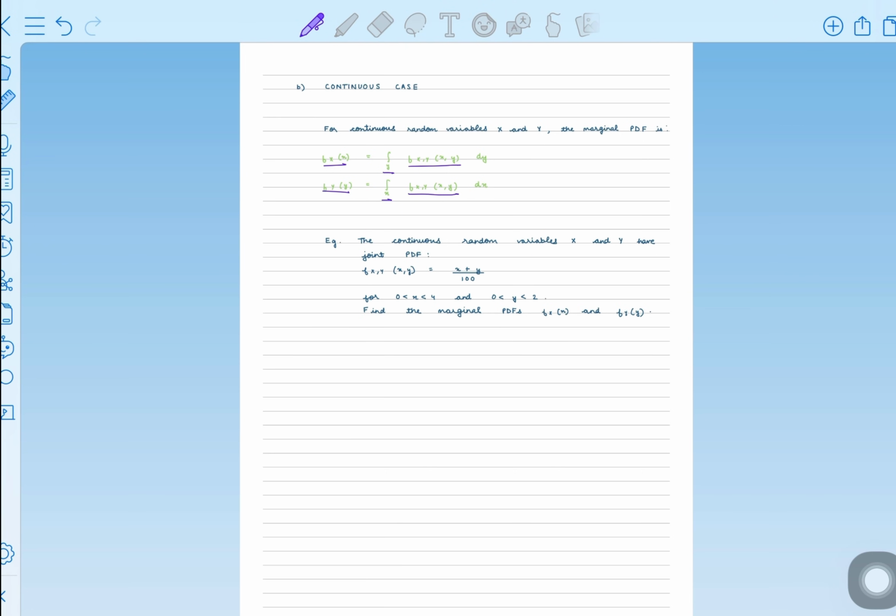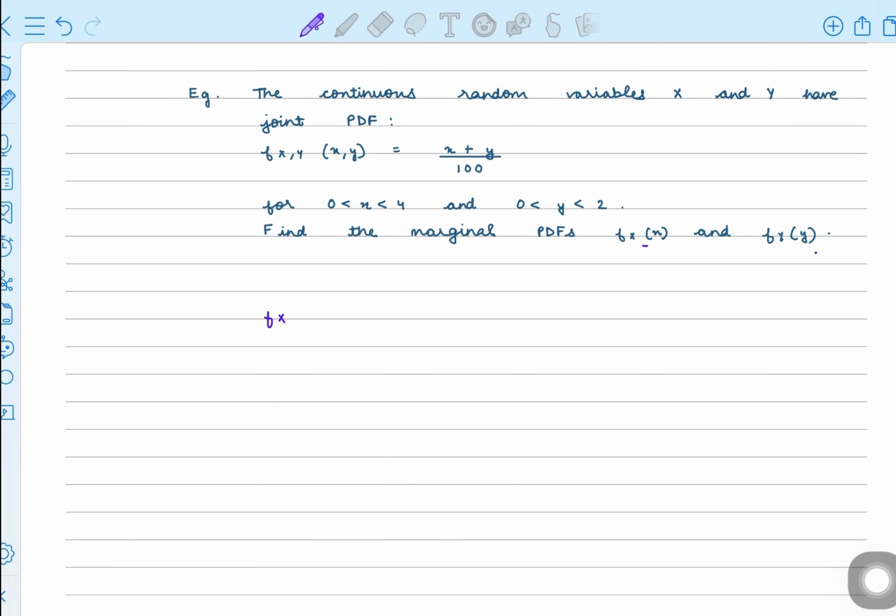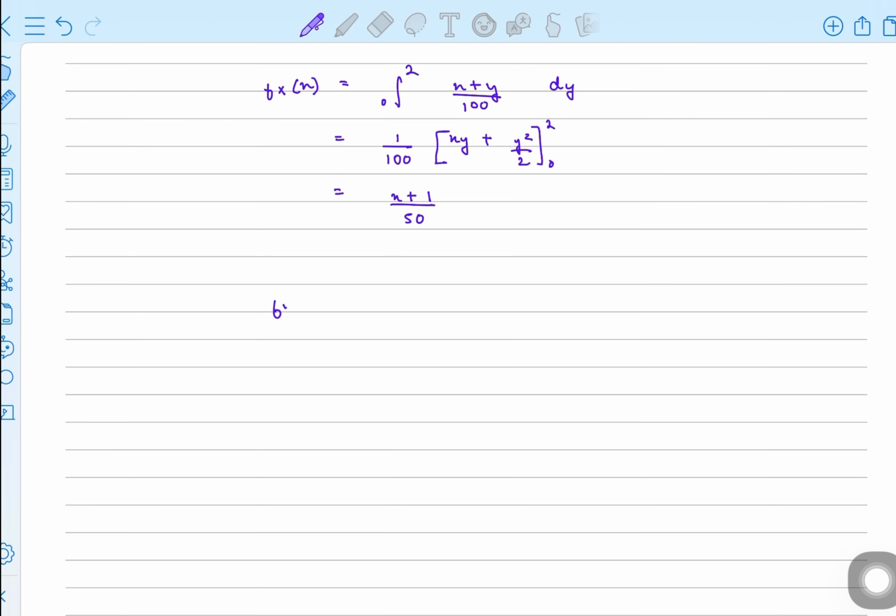Let's use the same example to find the marginal PDFs of x and y. We integrate over the range of y. This time we integrate over the range of x.